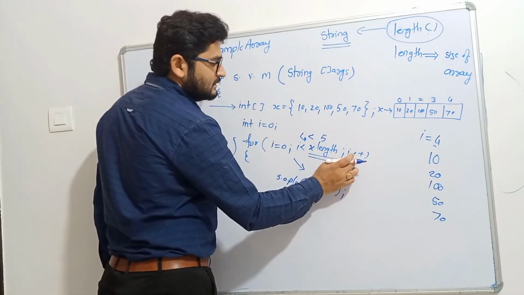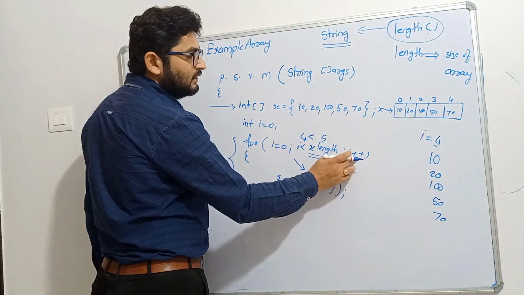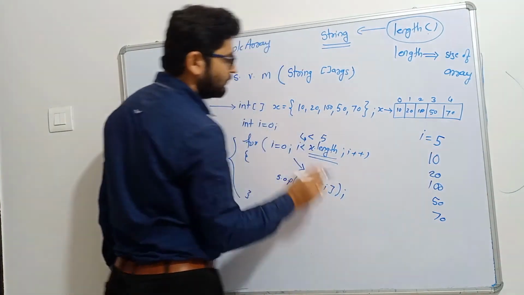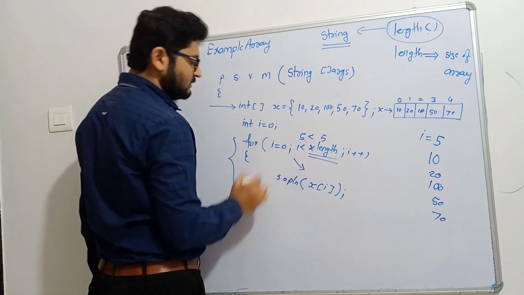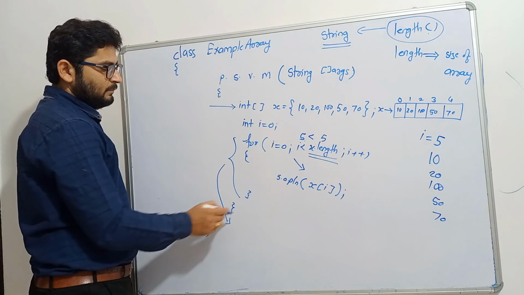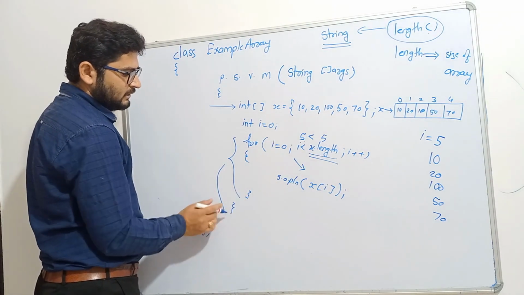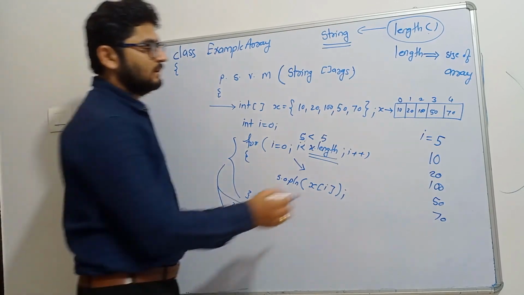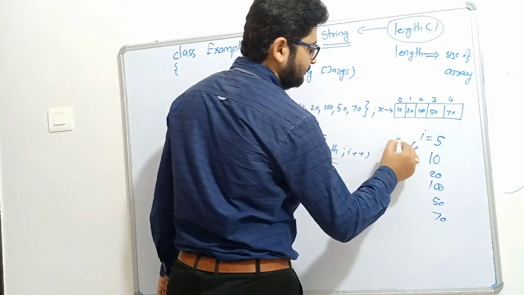Now we will increment I, so I will become 5 instead of 4. 5 less than 5, the condition is false. That's why it will come outside this for loop. And because there is nothing outside the for loop, the program is going to end. So that is nothing but the output of this program.